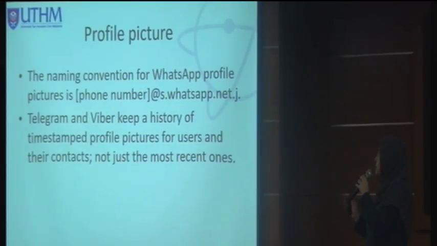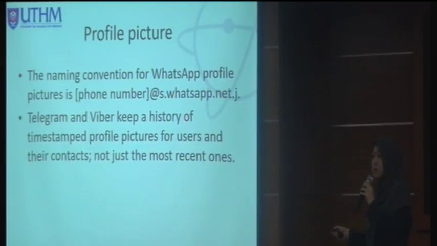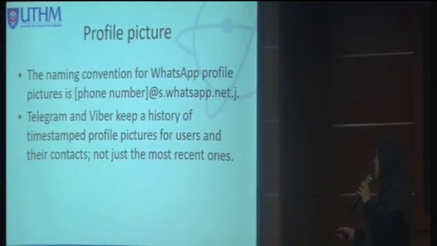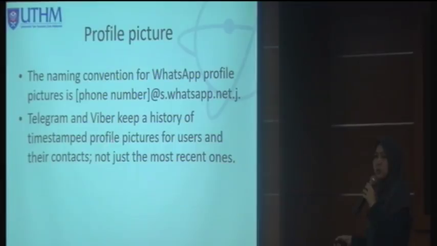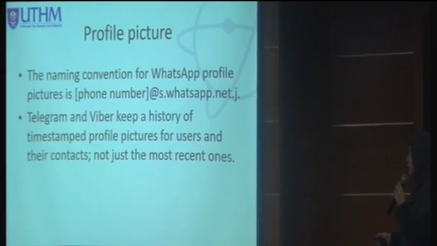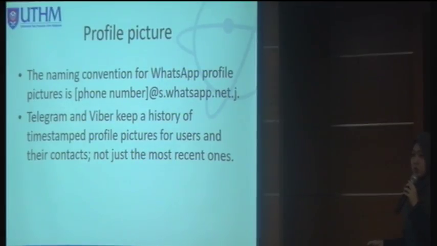Okay, profile picture. If you analyze the WhatsApp table, you can find the naming convention for the WhatsApp profile picture is the phone number and the WhatsApp.net. And you must know that Telegram and Viber keep a history of timestamped profile pictures for users and their contacts, not just the most recent one.